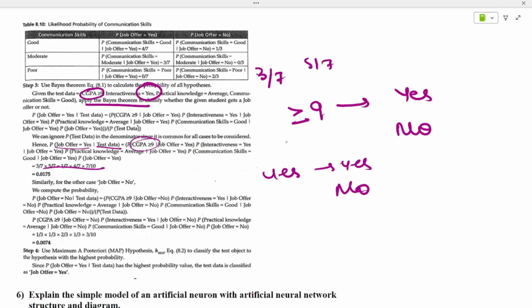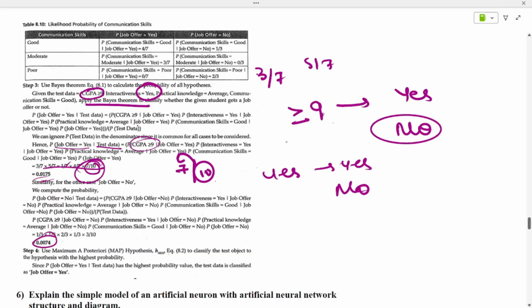Just you will be considering this for all interactiveness, practical knowledge, and all the communication skills, and for interactiveness the average. And here it is 7 by 10, which is nothing but 7 job offer is yes out of a total 10 data set. A 10 data set is given, in that total job offer is 7 yes. That you will be adding here in the last. So you will be getting 0.0175.